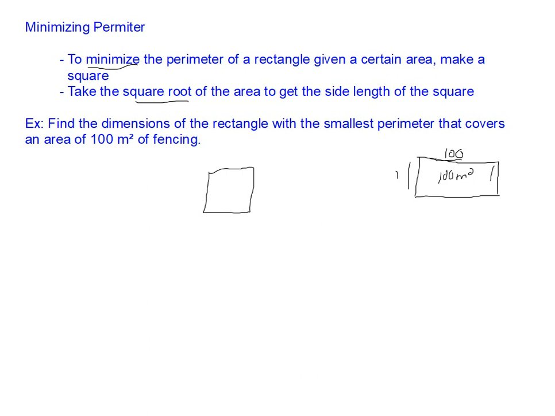And our length and our width is going to equal the square root of 100. Well, the square root of 100 is just 10. So the side length here will be 10, the side length here will be 10. And again, just double check to make sure that you have these numbers right. So the area here would equal the length times the width, which is 10 times 10. 10 times 10 gives us 100.